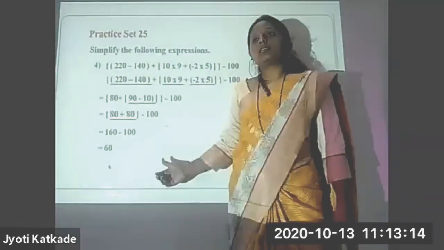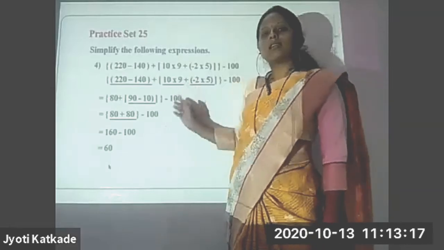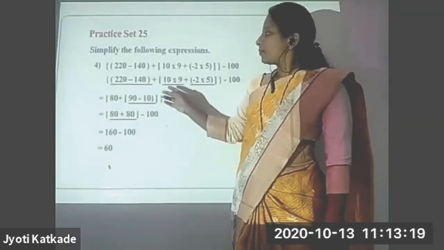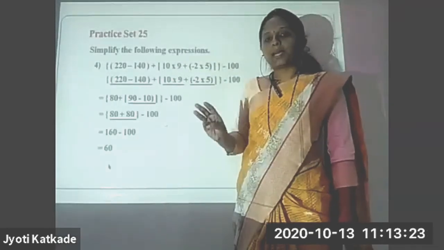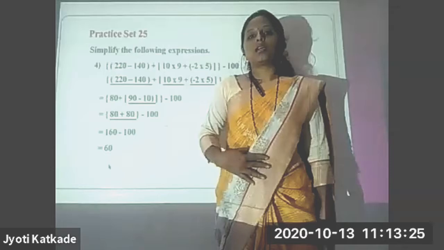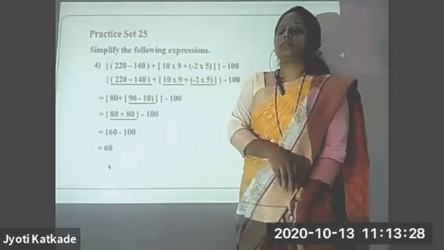Do you understand this example? There are three brackets in the example: round bracket, curly bracket and square bracket. Okay? See next example.